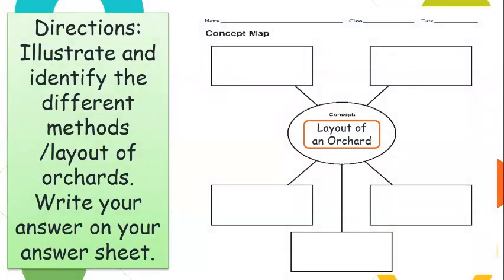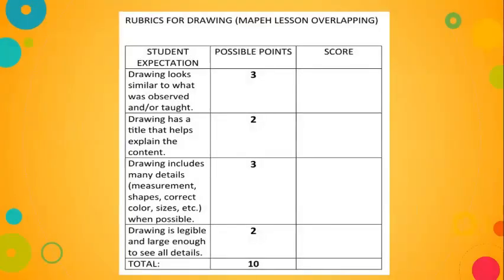Since you've already answered all your guide questions, you are ready for your assessments. So for assessment 1, you're going to illustrate and identify the different methods or layouts of an orchard. Write your answer on your answer sheet or your activity sheet. You have 5 boxes there. You're going to complete the concept map. What are the 5 layout designs of an orchard? Draw there in each box of the concept map. So here are the rubrics for your drawing.